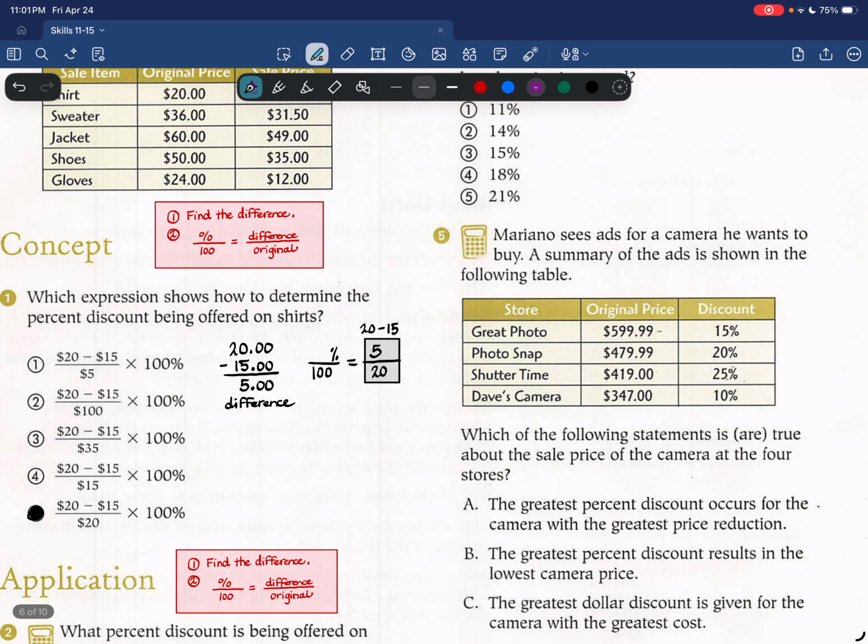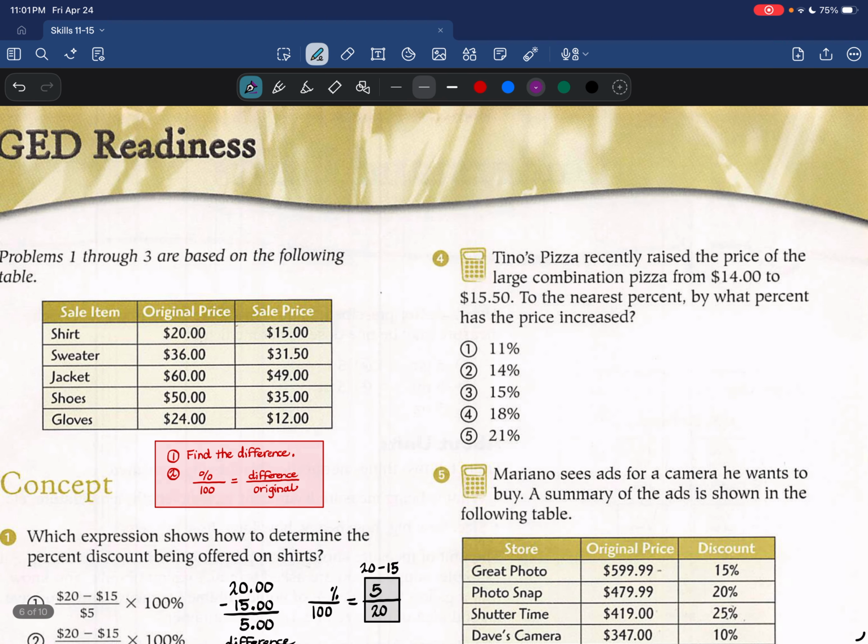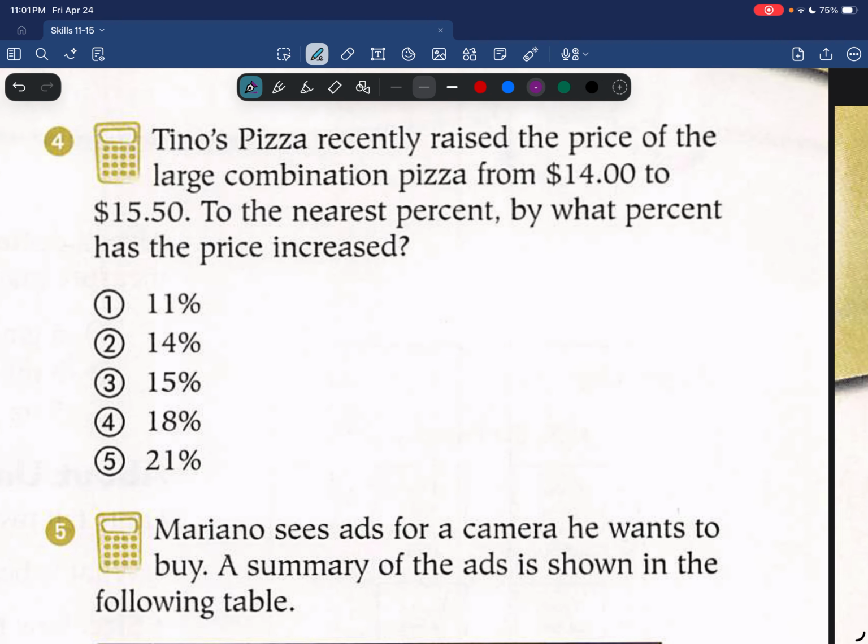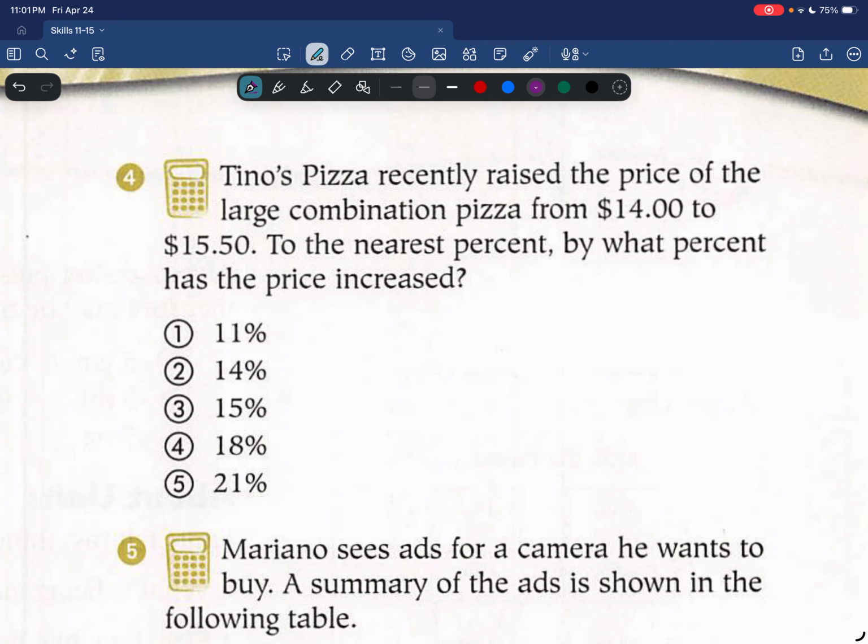All right. Number 4. Tino's Pizza recently raised the price of the large combination pizza from $14 to $15.50. To the nearest percent, by what percent has the price increased?